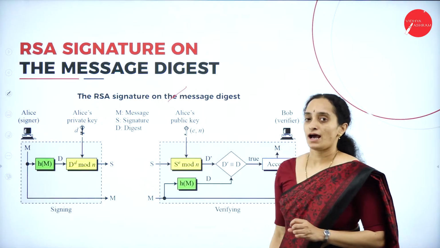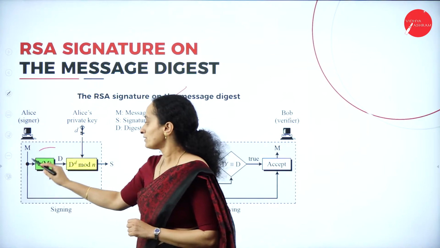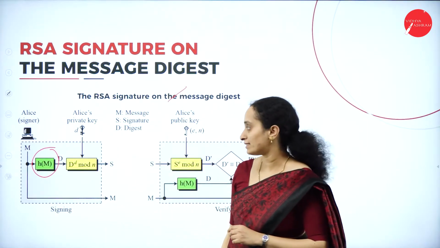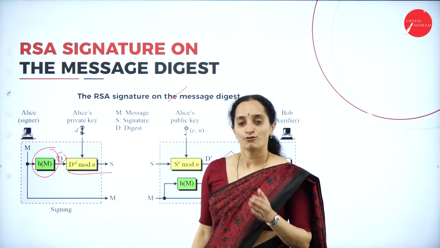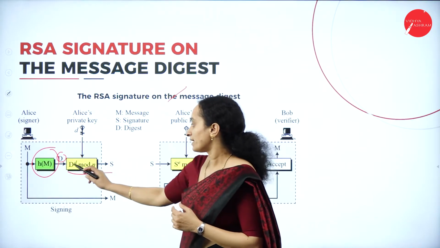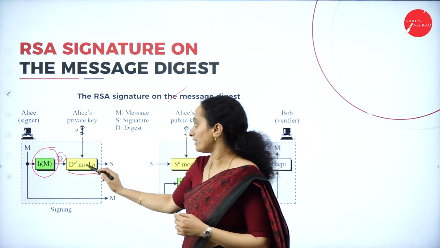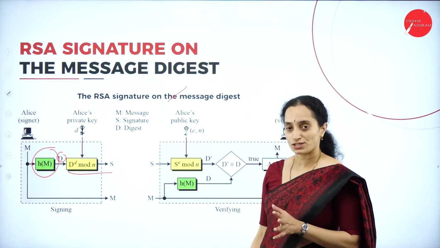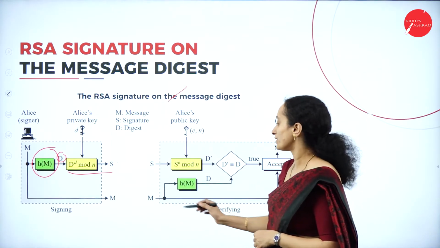How do you apply the RSA signature scheme on the message digest? We use the hash function to generate a message digest. This message digest is applied with the signing algorithm. The signing algorithm uses the expression S equals D to the power of D mod n. The signature is obtained and the original message is transmitted over the network.